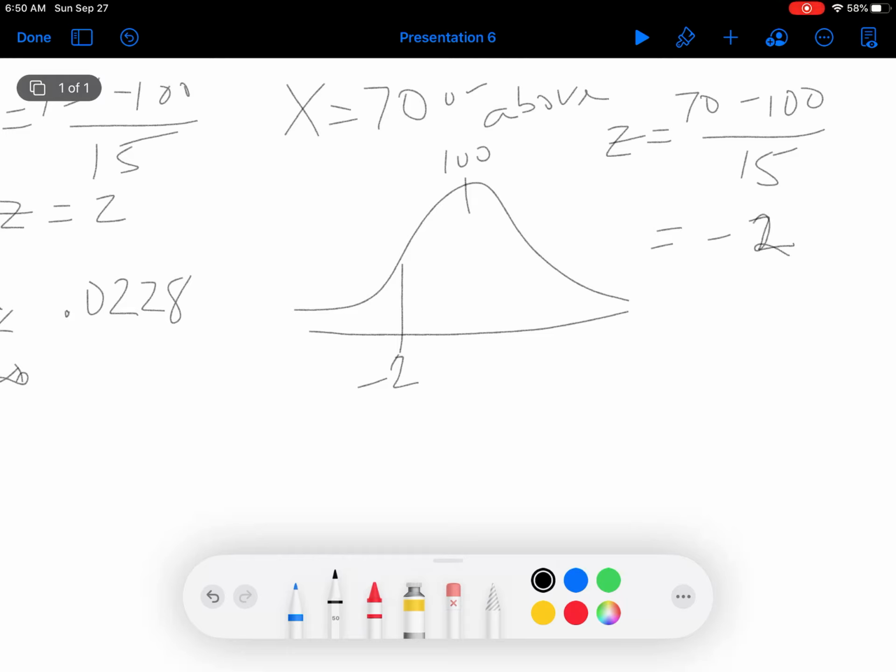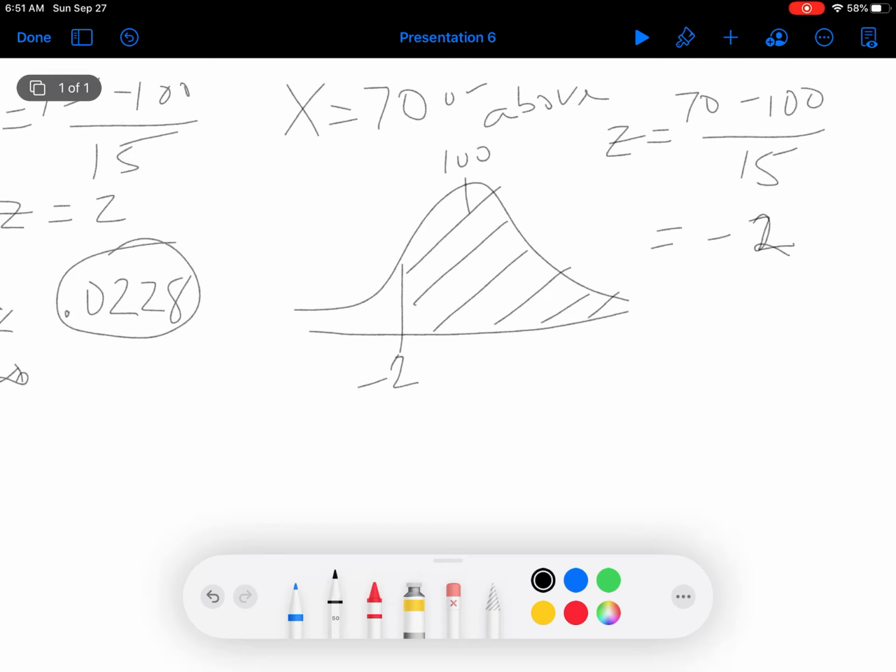Now, we're not trying to find negative 2 to infinity, right? That would give us the wrong part of the population. What we want to do is find this area to the right of negative 2. Now, that's a little harder. And there are two ways to go about it. We know that we just looked up the proportion that goes with a z-score of 2 to infinity. So that would be one way. We've already got this 0.0228 over here.